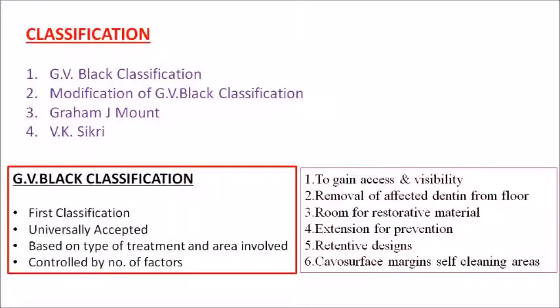Now G.V. Black's classification was the first classification which was put forward, which was universally accepted one. Okay, which was based on the treatment and the area involved. Okay, the tooth area, which was how far the tooth was involved. Now it was controlled by number of factors. So the factors are, which was to gain access and visibility, removal of the affected dentin from the floor, room for restorative material, extension for prevention, retentive designs, cavo surface margins as self-cleaning areas. Okay, so these all were the important controlling factors which were put forward.